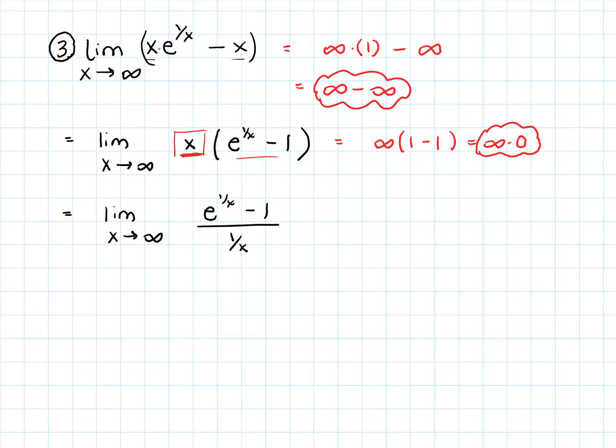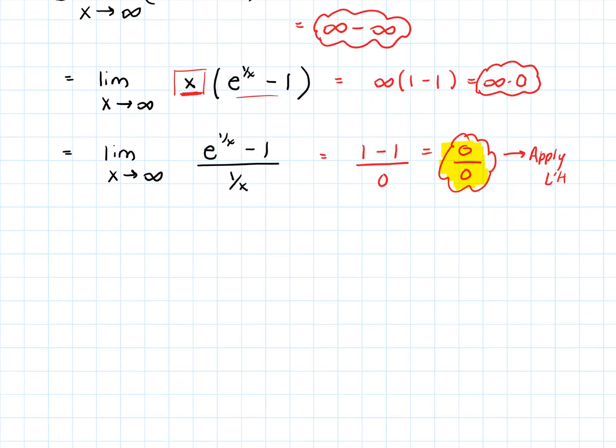And notice what happens now. When I evaluate this, I'm going to get 1 minus 1, which is 0 on the top, and then 1 divided by infinity is 0 on the bottom. And so I've got 0 over 0. And now I'm in the form where I can apply L'Hopital's rule. So I've got to go through that process until I get it into a quotient that is of the indeterminate form, 0 over 0 or infinity over infinity. Once there, then I can apply L'Hopital's rule.